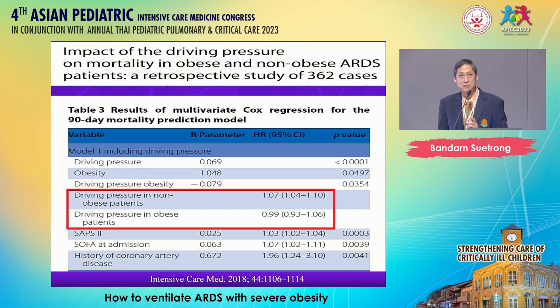If we look at the ART study, higher driving pressure is associated with higher mortality, right? But in the obese patient, it seems that driving pressure is no longer associated with higher mortality. So you can use driving pressure as high as they need. Just forget the magic number of 15 in the severely obese patients.